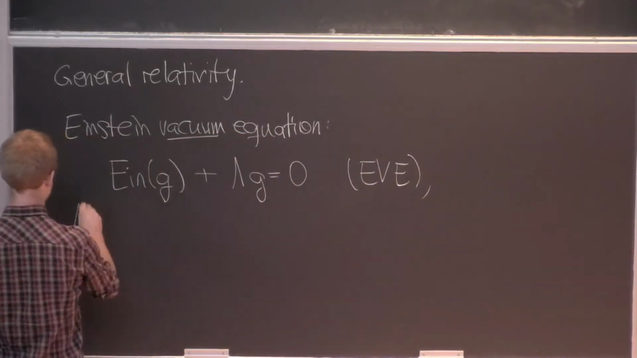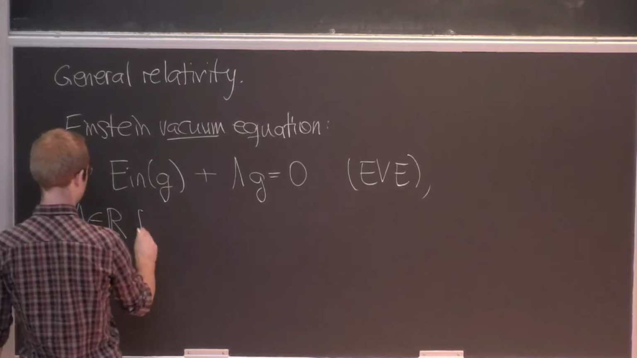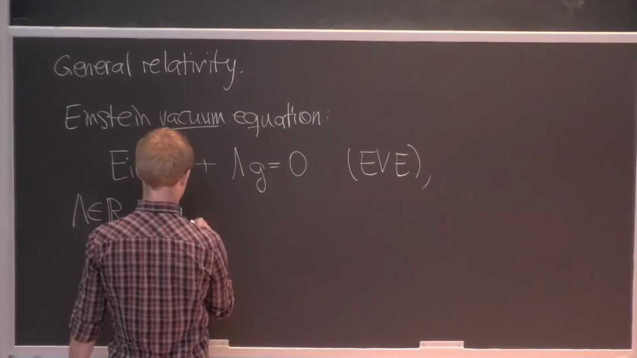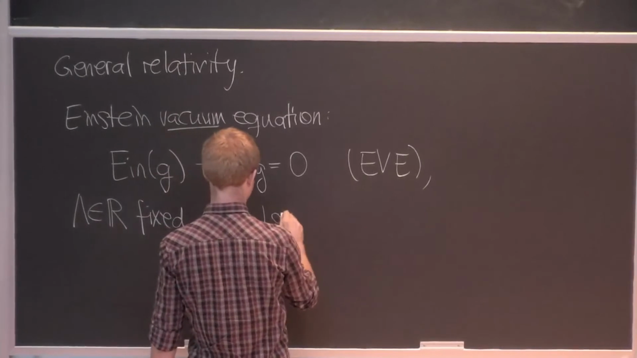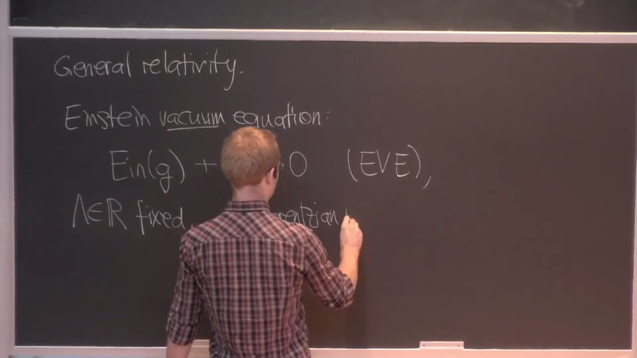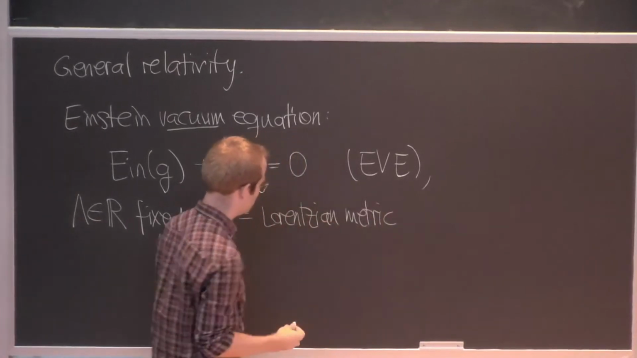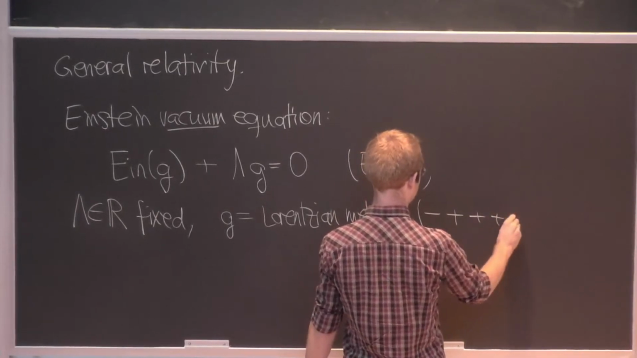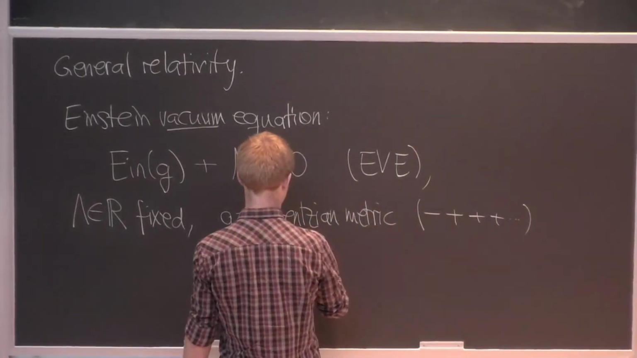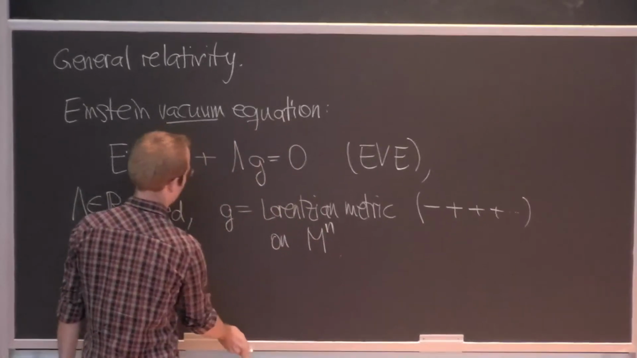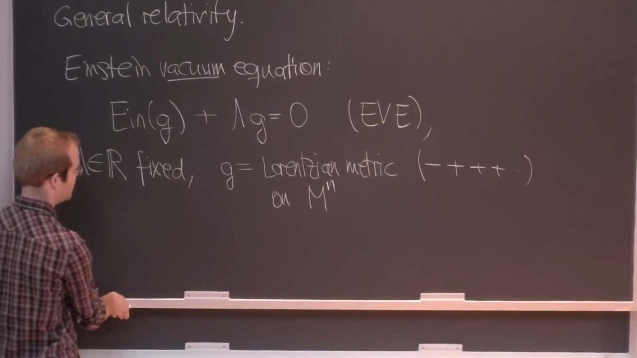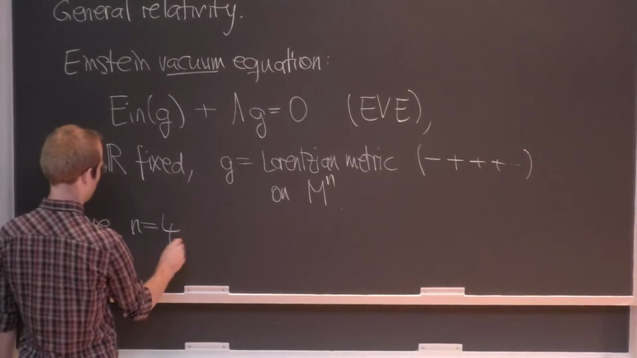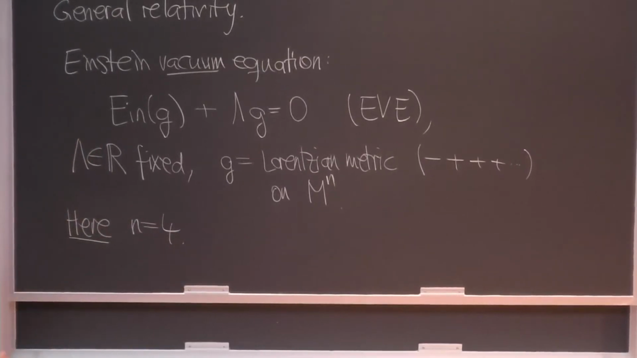And here, lambda is a God-given real number. So this is fixed. And then for your favorite choice of lambda, you can try to solve this equation for G, which is a Lorentzian metric, like the Minkowski metric or the de Sitter metric that we discussed yesterday. So let me fix the signature to be mostly pluses on a manifold M of dimension little n. And so you can study these things quite generally, but here, meaning both in this talk and in this room, n is going to be equal to 4. So you have 1 time and 3 spatial dimensions.